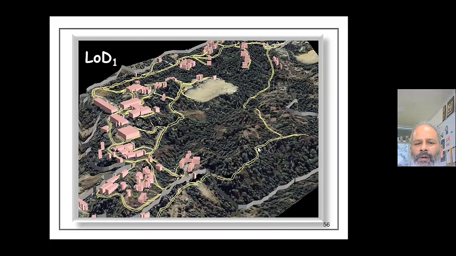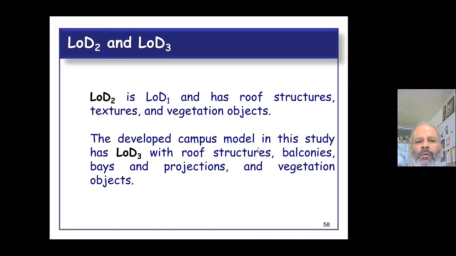Another view of the surface with level of detail one. Now we have level of detail two. Level of detail two is level of detail one, but it has roof details and textures also, and detail about the vegetation. If we further increase this level of detail two to include balconies, roof structures, vegetation or some projections, then it becomes level of detail three.